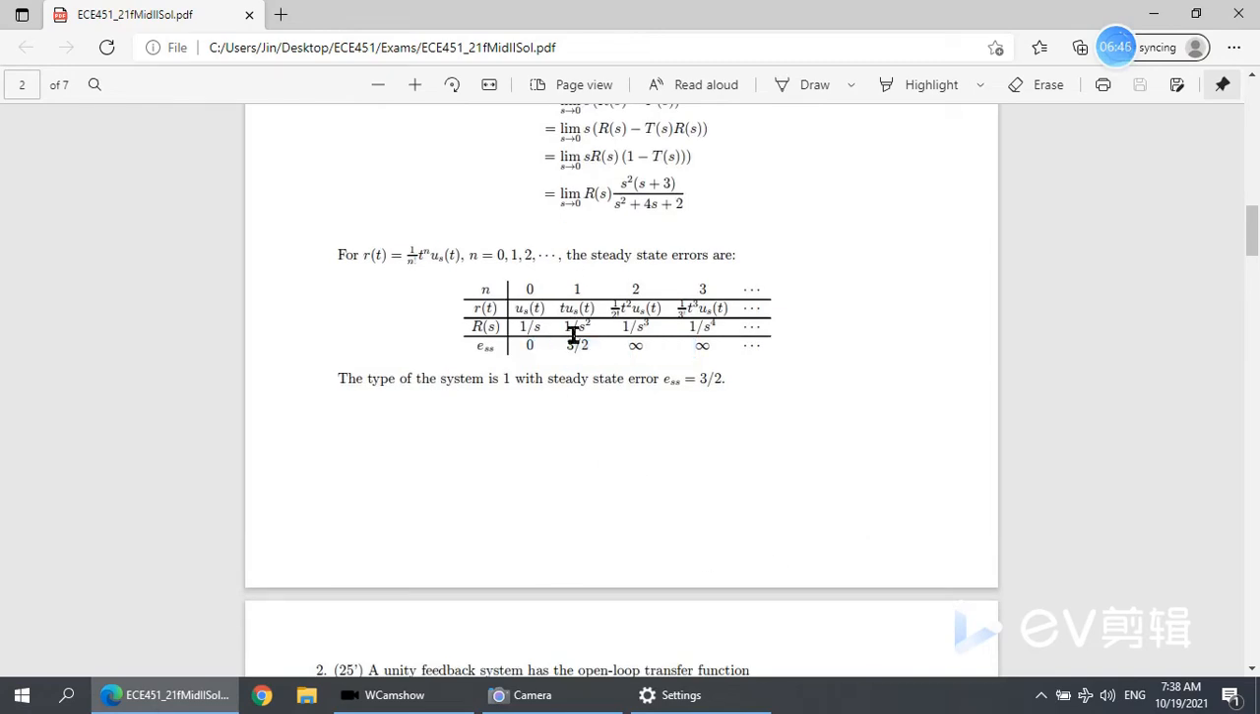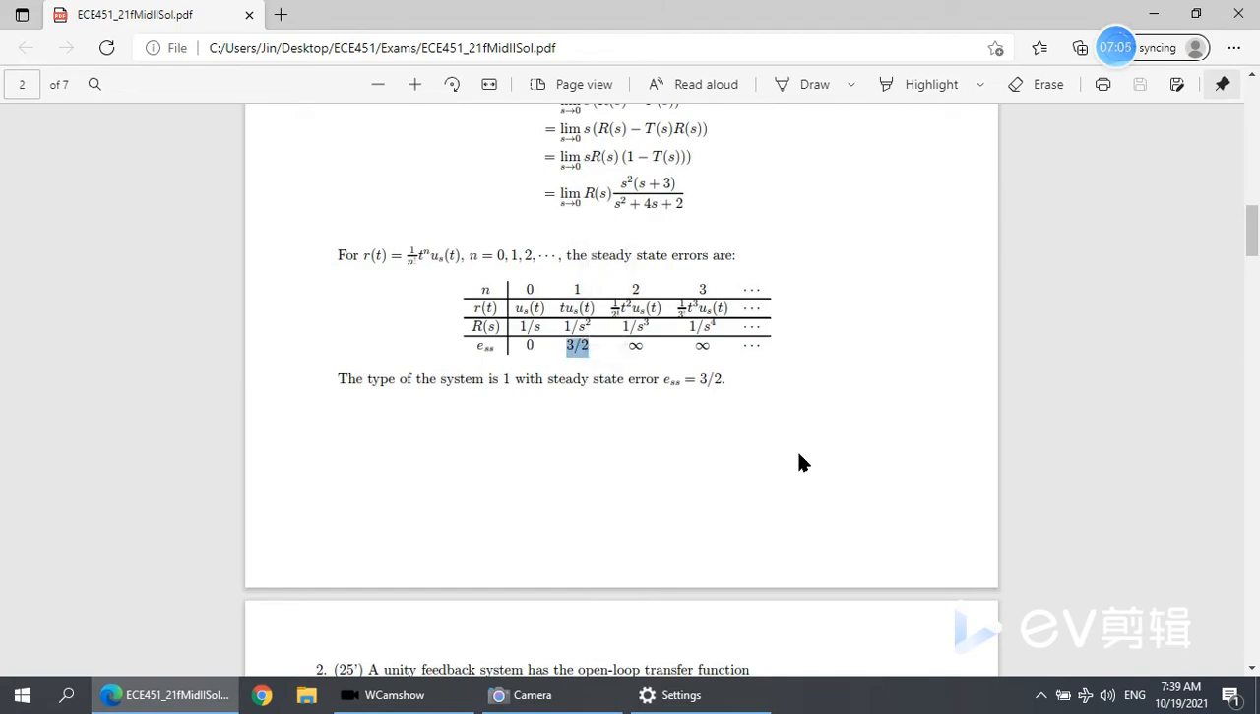Okay, then what is the type? Type will be in the boundary. One side you have infinite, one side you have 0. So this is a type. Okay, type is what? Type is 1. Right? Type is 1, and the steady state error is 3/2.